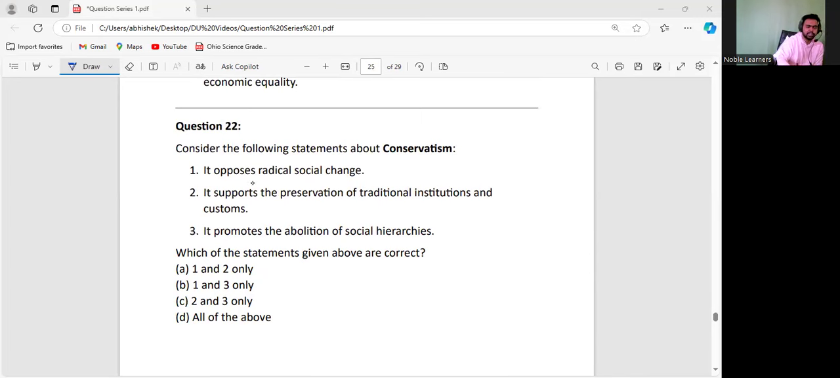See, the first two are correct. It opposes radical social change, meaning there should be gradual change, not a radical one. Also, it talks about the preservation of traditional institutions and customs. That's true. But at the same time, it is not talking about the abolition of social hierarchy. It actually supports the Varna system. So that's wrong. So cancel three. One is the correct answer for this.